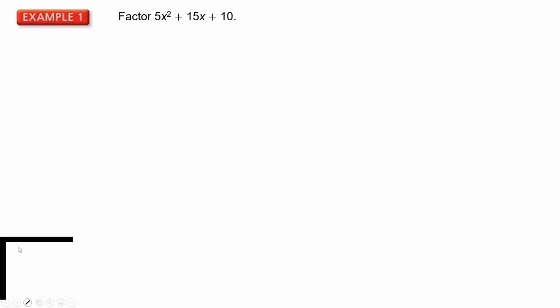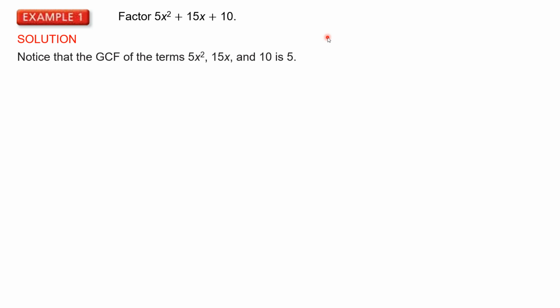Okay, so looking at the trinomial, we have 5x squared plus 15x plus 10. So we want to look for a greatest common factor. And we do see that the three terms, 5x squared, 15x, and 10, have a common factor of 5. So we're going to factor out that common factor, so undo the distributive, and we divide each of the three terms. We have 5 times the quantity x squared plus 3x plus 2, which leaves us with a trinomial.